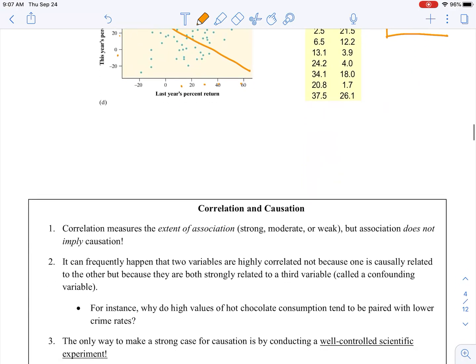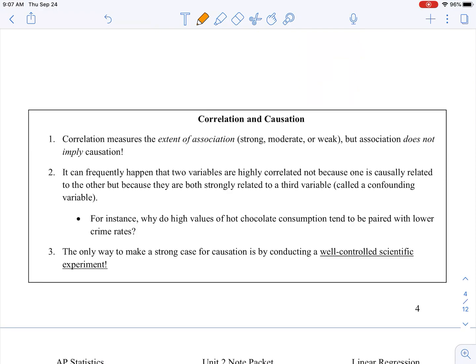Correlation and causation. We have to remember correlation measures the extent of association. So we'll highlight that. Meaning we may have two variables that have a really strong relationship. It may have a strong R value, but it does not imply causation. It's an association only.